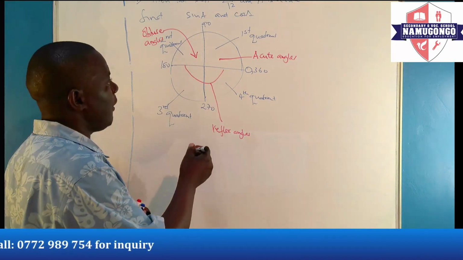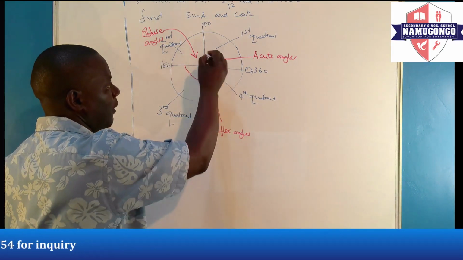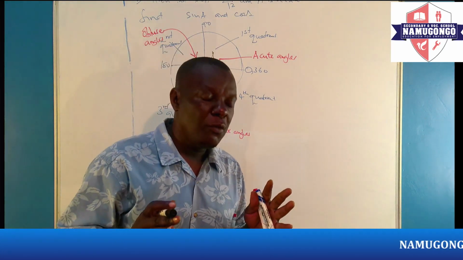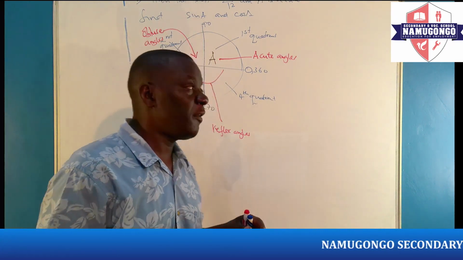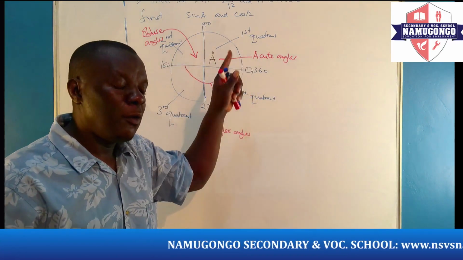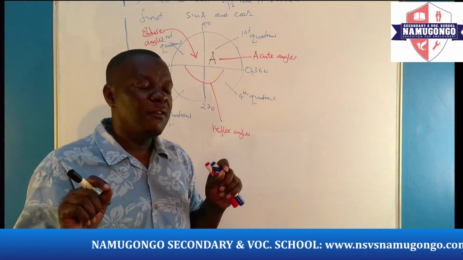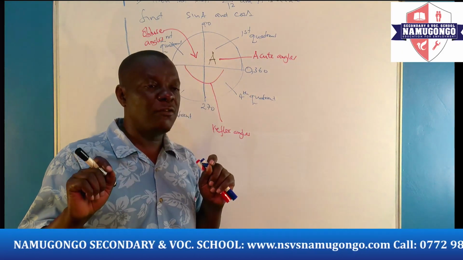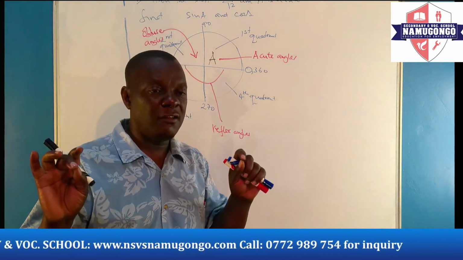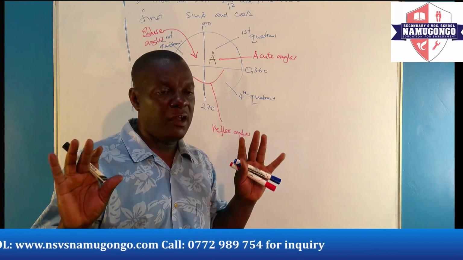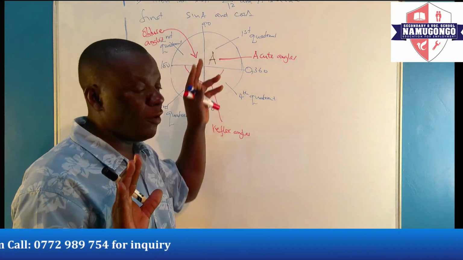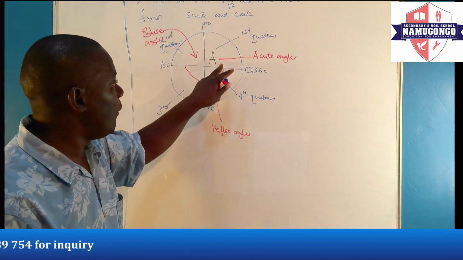In the first quadrant, all ratios are positive. When I say all ratios are positive, you write letter A to stand for all. What I mean here is sine of any angle in the first quadrant is positive. Cosine of any angle between 0 and 90 is positive. And the tangent of any angle between 0 and 90 is positive. That's what I mean by saying that all ratios are positive, and we go with letter A.